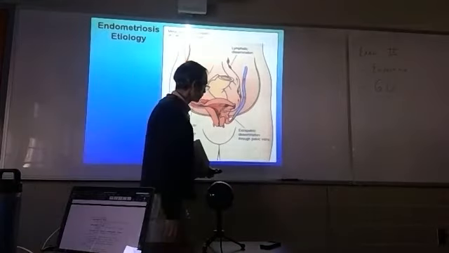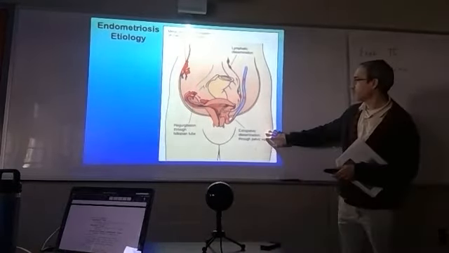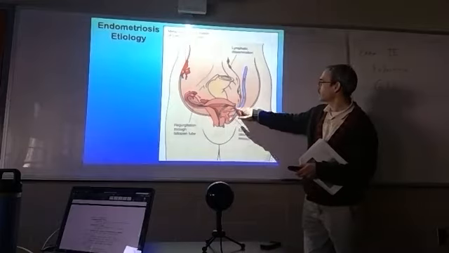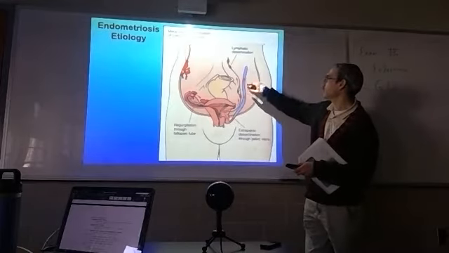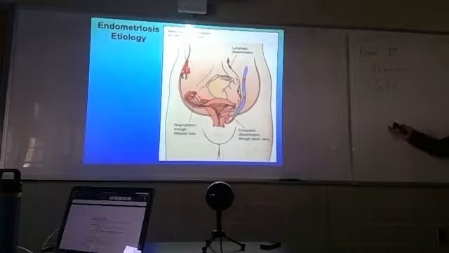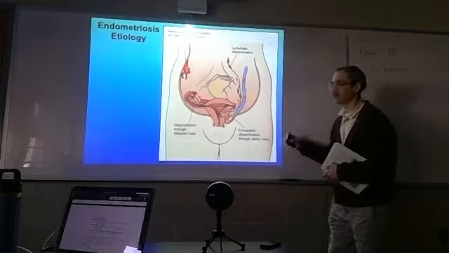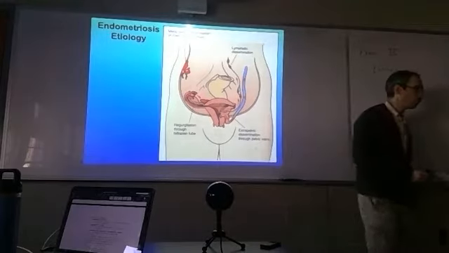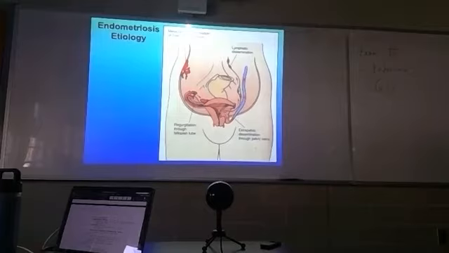and involutes. Then the dissemination theory proposes that menstrual blood gets into the lymphatics and the venous system and disseminates that way throughout the pelvic cavity. Again, any one of these theories could be right, all of them, none of them, but those are the ones that are favored most.